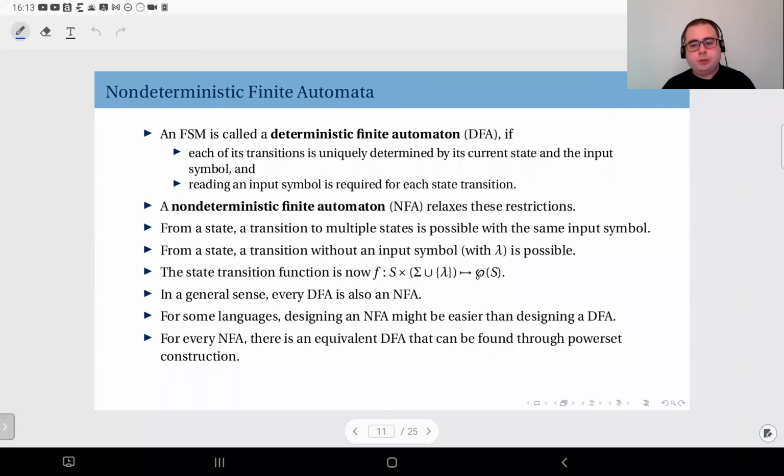So up to this point, what we have discussed was actually deterministic finite automata. What describes a deterministic finite automaton is that each of its transitions is uniquely determined by the current state and the input symbol. And reading an input symbol is required for each state transition. So you need an input to push the system to a transition.